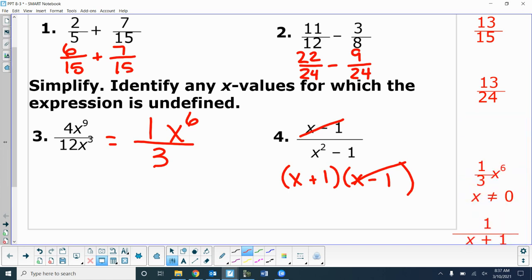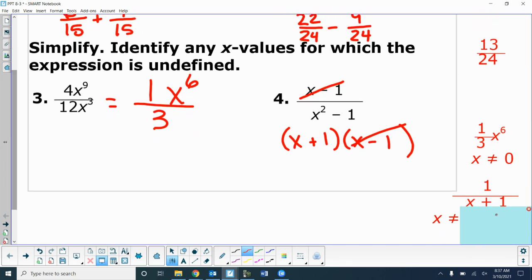Oh, we didn't say what makes it undefined, right? Forgot that part. 0 makes that one undefined. 0, right? Thanks. And -1 makes that a 0, and +1 makes that a 0. Remember, you have to do both of them, right? So get rid of that. Do this. Move this over a little bit. Okay? So that's just a quick review of what we had on yesterday's quiz, right?